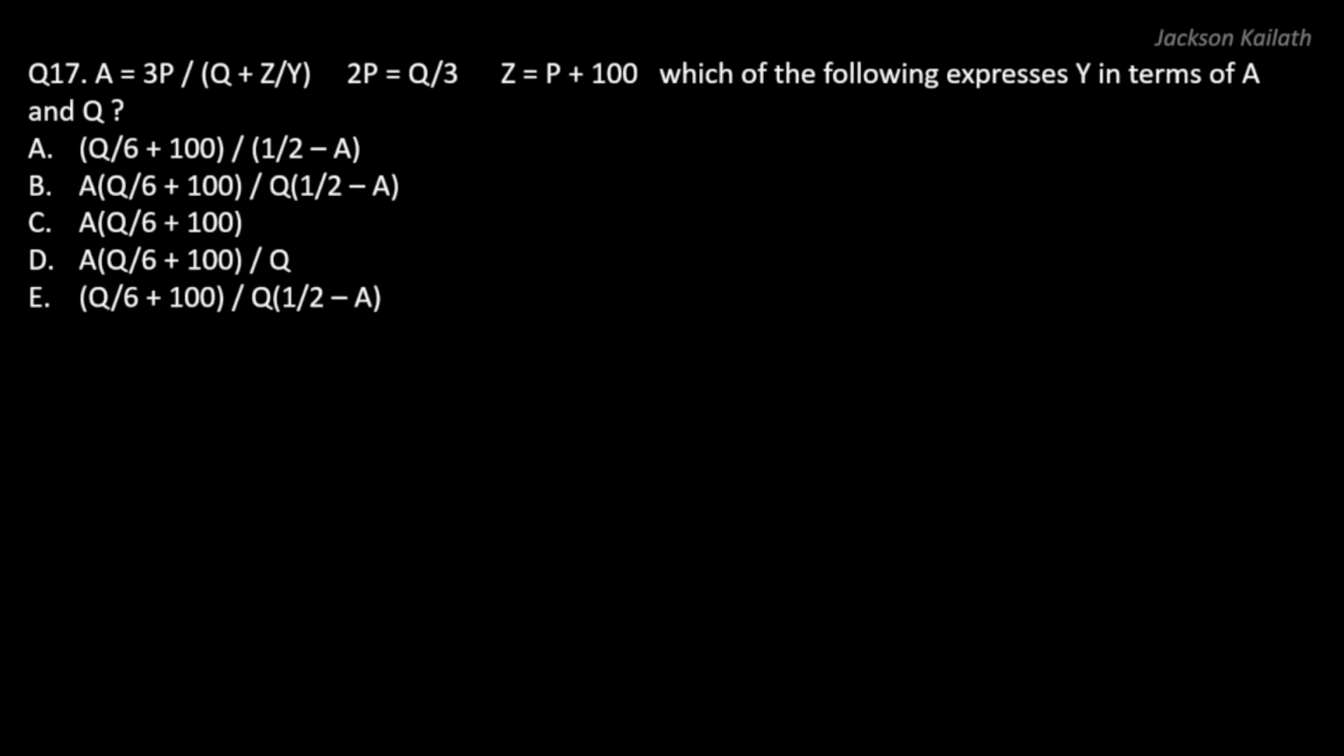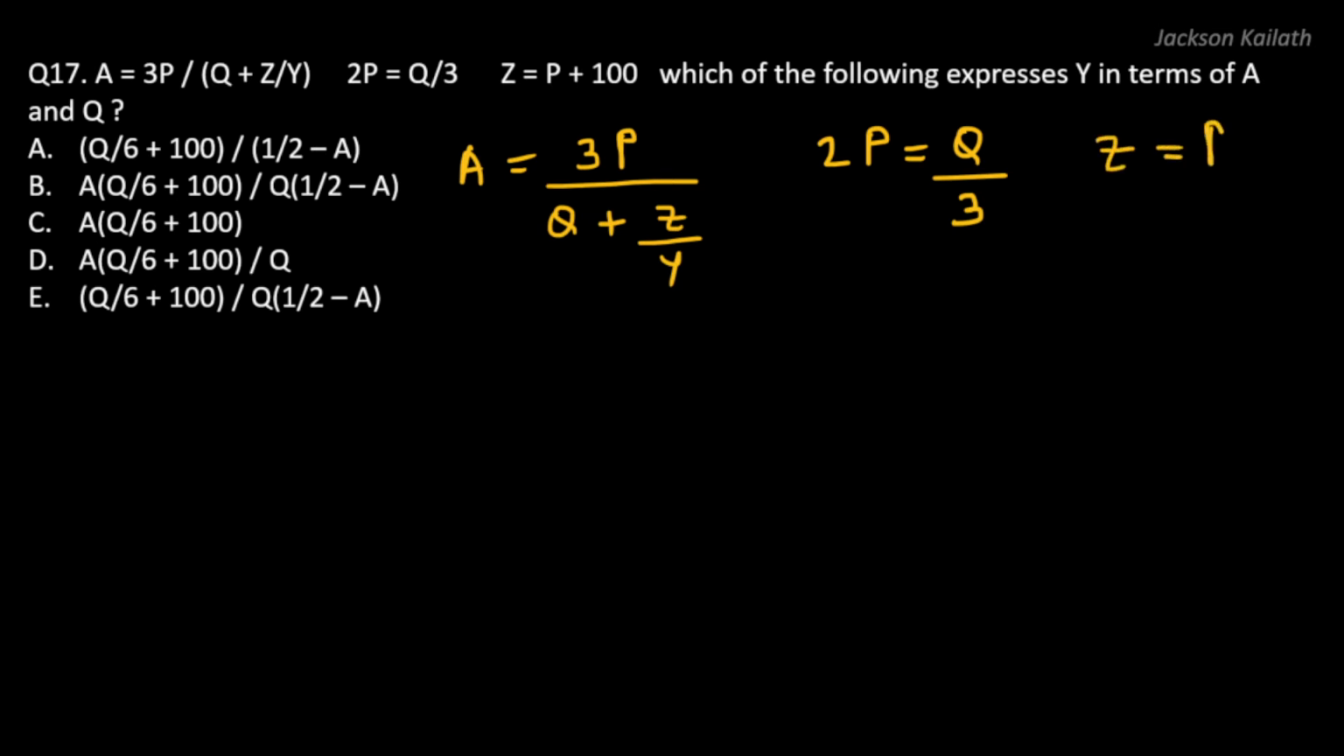Now let's get started. It's given that a is equal to 3p divided by q plus z by y. 2p is equal to q by 3 and z is equal to p plus 100. All right. Now let's go ahead, and our aim is to express y in terms of a and q. Now let's just take this to the left hand side and let's take a down. So we get q plus z by y is equal to 3p by a.